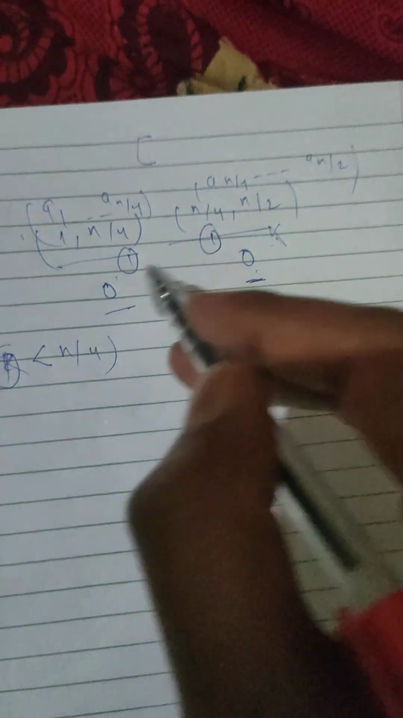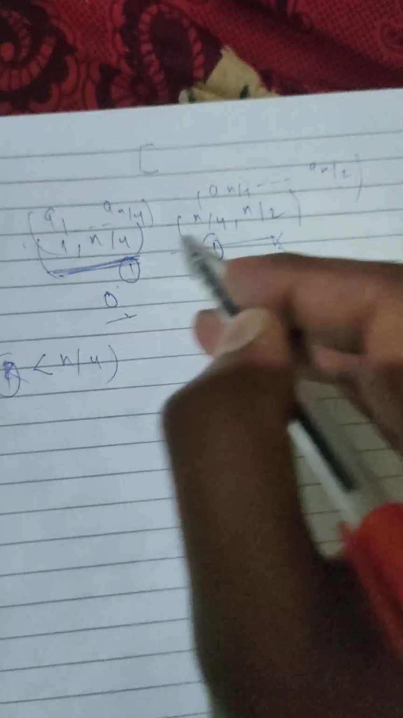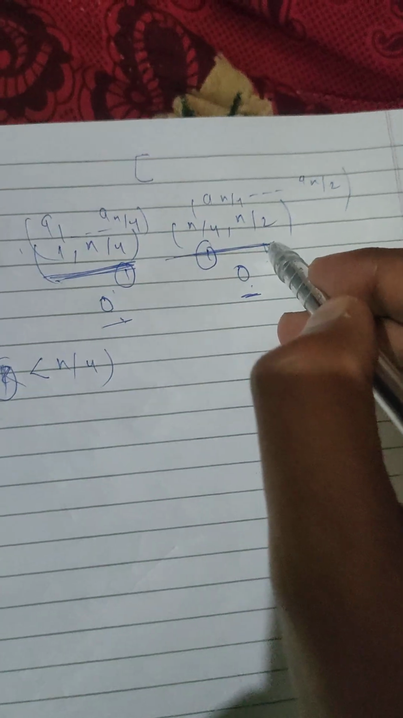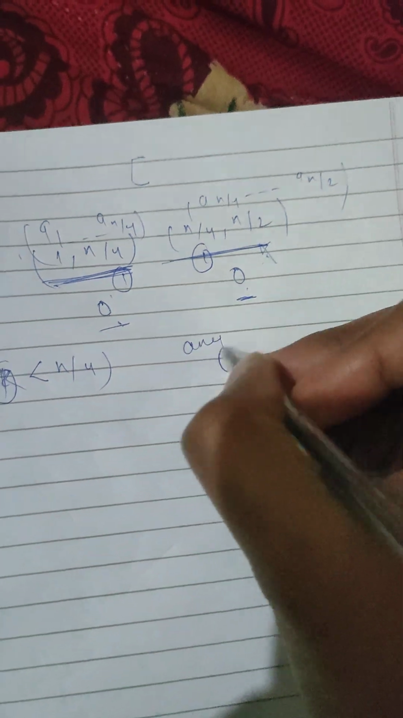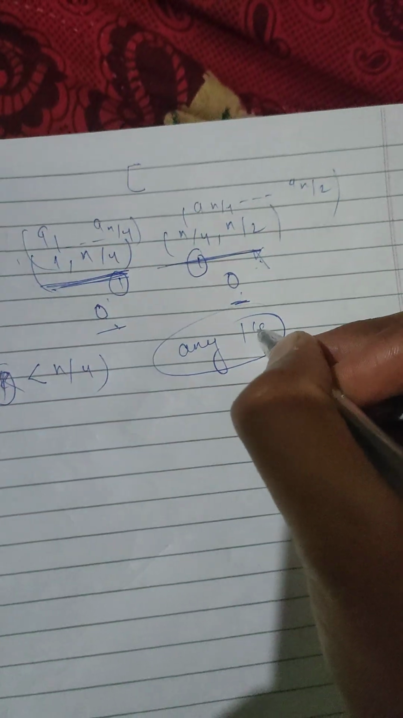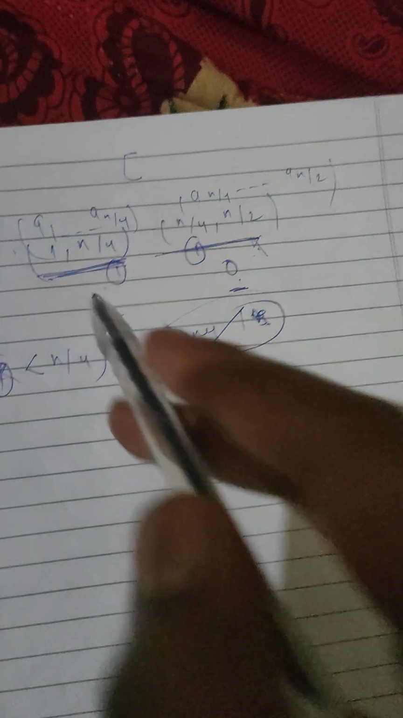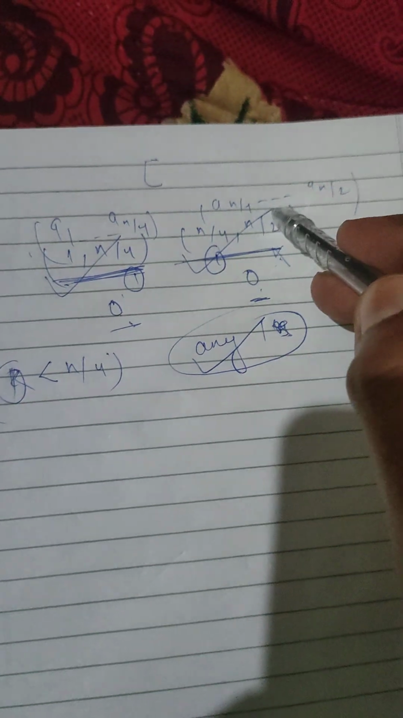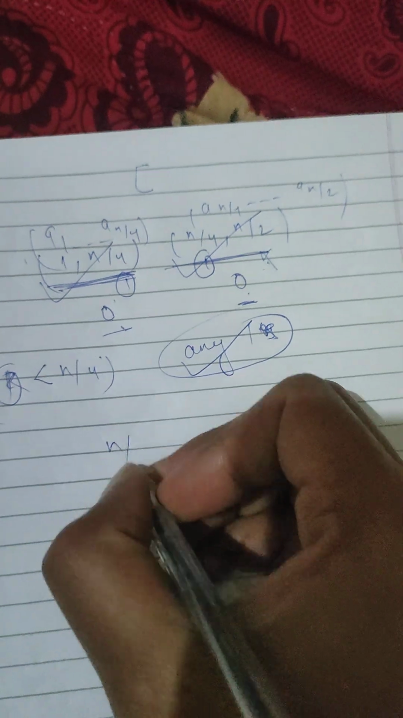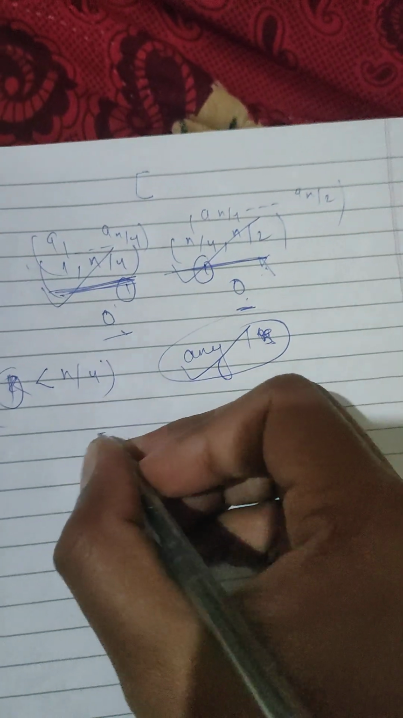So if we are getting 0 and 0, that means neither sub array contains the 1, since there is exactly one 1. That means this one doesn't contain the 1 and this one also doesn't contain the 1. That means the 1 will be in n by 2 to n.